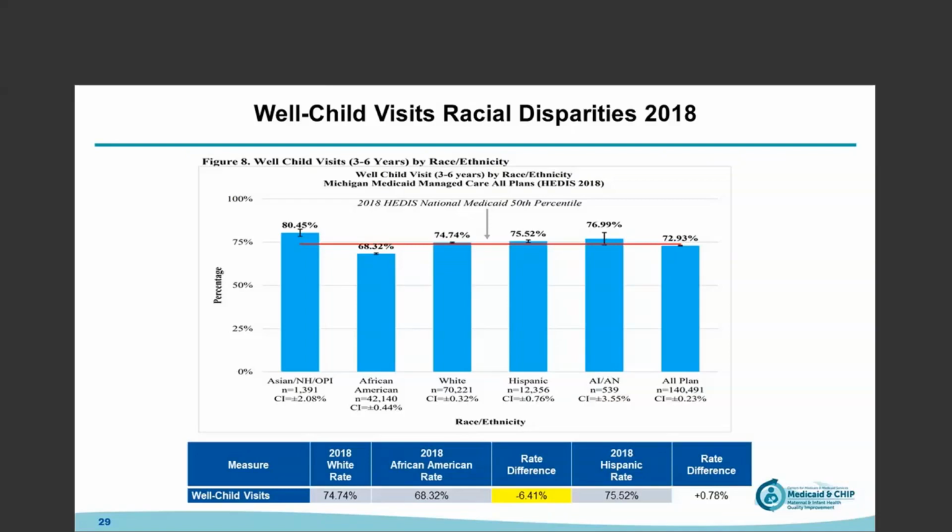And then on the bottom there, you see a table that is also from a report, and that is comparing the 2018 white rate for well-child visits at almost 75% to that 2018 African American rate at 68%, with a negative 6.5 percentage point difference. And that is statistically significant. Then we have that same comparison between the 2018 white rate and 2018 Hispanic rate of about 75.5%, where we actually see a higher rate in the Hispanic population, but it's not statistically significantly different. So they are statistically the same there. Next slide.